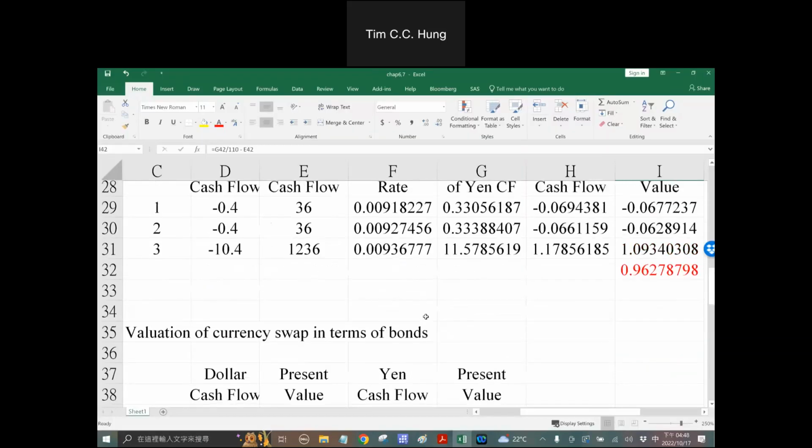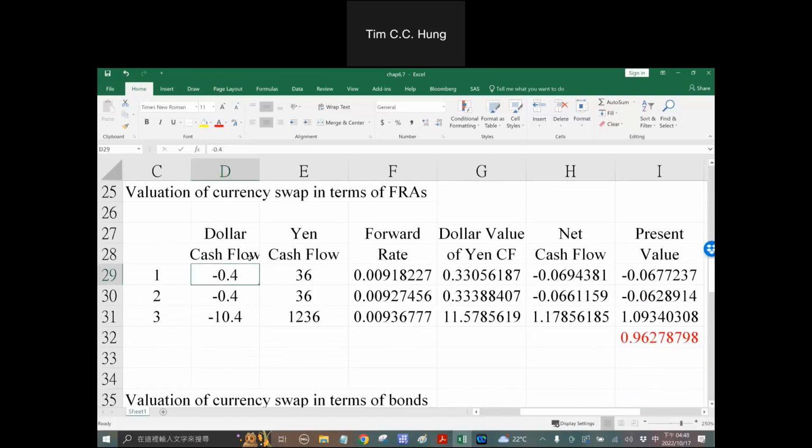You can see we have a negative. This is our dollar value cash outflows in our swap. This is the Japanese yen cash inflows in our swap. This is the forward rate. This is the spot rate multiplied by the exponential to the power of the domestic rate minus the foreign rate, multiplied by the number of years.